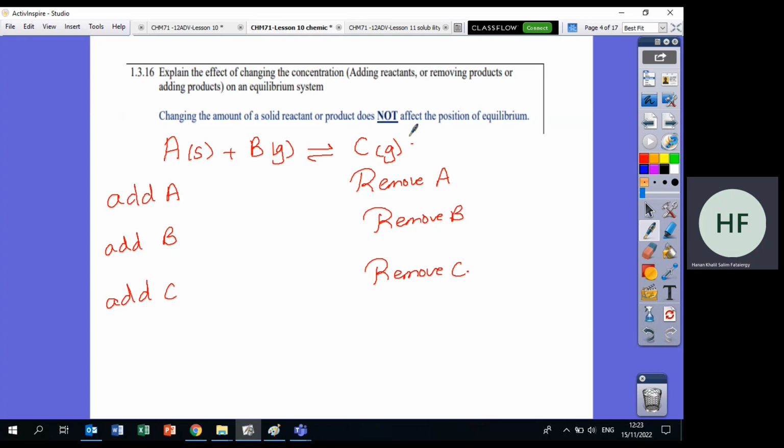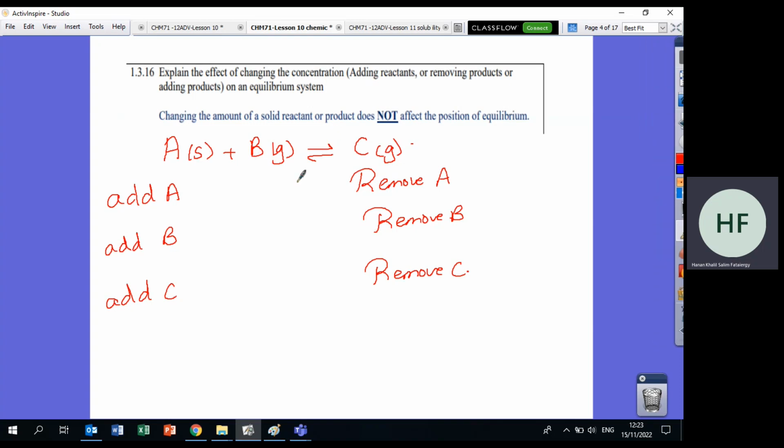First of all, I want you to remember that whenever we have equilibrium, we cancel solids and liquids. Always in equilibrium reactions, you should cancel solids, and if there is a liquid, you should also cancel it. So what happens when we add A? A is a solid, so this has no effect. Whenever a substance is a solid, it will have no effect on the equilibrium. It will not move forward and it will not move backward. Why? Because A is a solid.